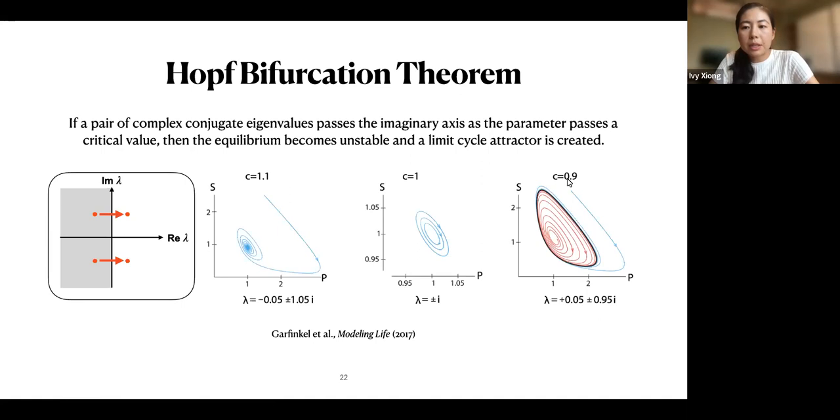So as we decrease C passing through the critical value, the system changes from having a steady state behavior to a robust limit cycle behavior. And then the corresponding eigenvalue structure shows it changes from having a negative real part to a positive real part. So this kind of inspired me to quantify the PV3 system in a similar way.